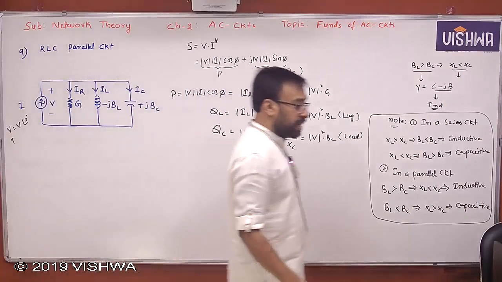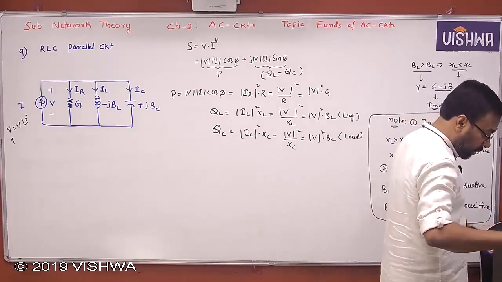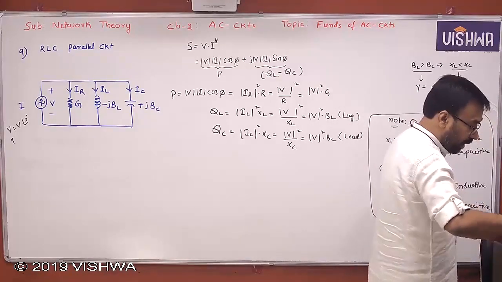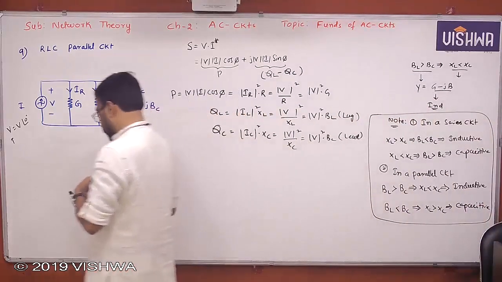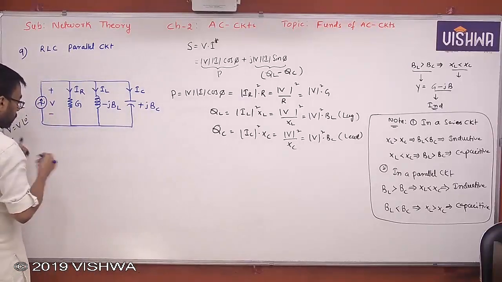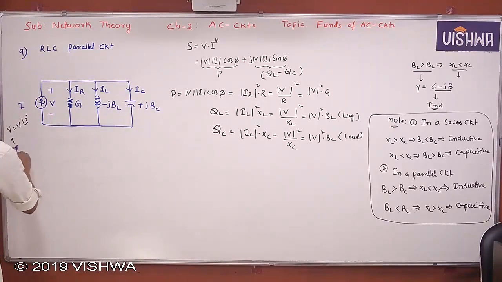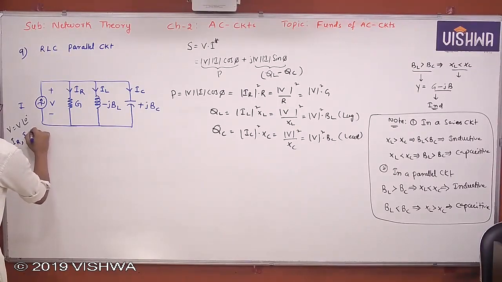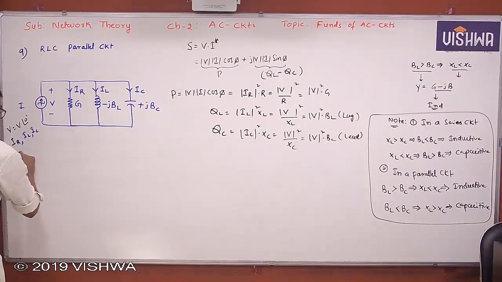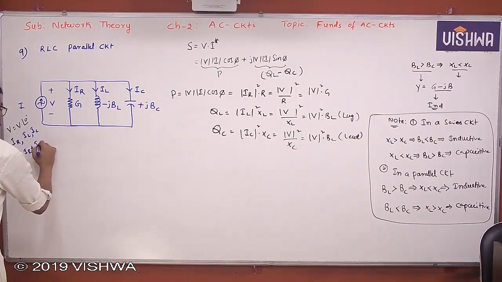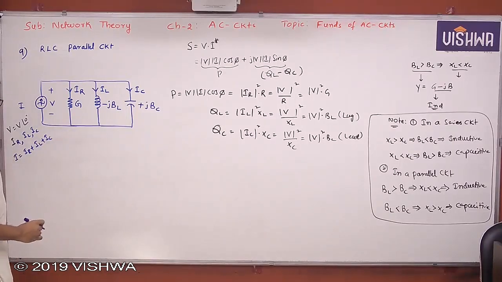When you draw the phasor diagram, I told you already that you need to list out all the phasors to be represented on the phasor diagram. Yes or no? Then what are the phasors that you have? IR, IL, IC, and you also know that I is equal to IR plus IL plus IC. Yes or no? Okay.